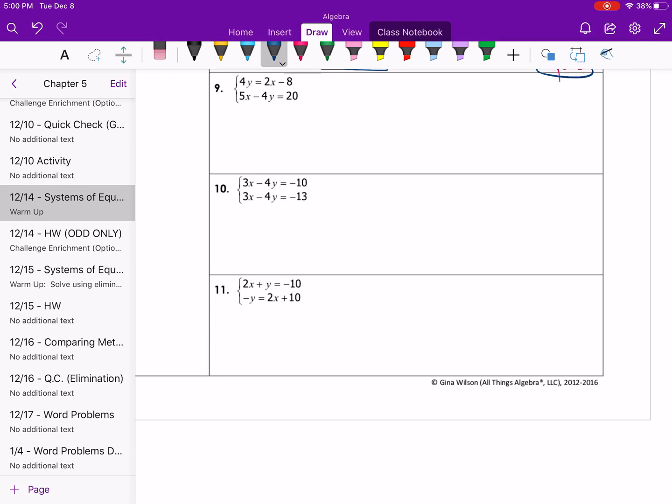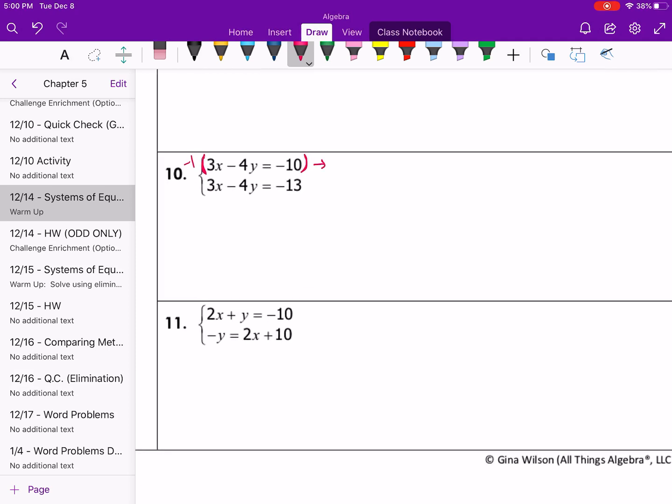We can tell that something looks different with number 10. It's almost the same, but not really. So let's actually work it out and see what happens. I could really choose to cancel out my 3s or my 4s, but either way, I have to change my sign. So this becomes negative 3x plus 4y equals positive 10. I changed the sign of all of them, and I'm going to rewrite that second one that I had.